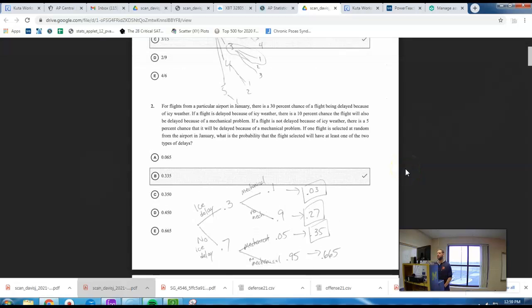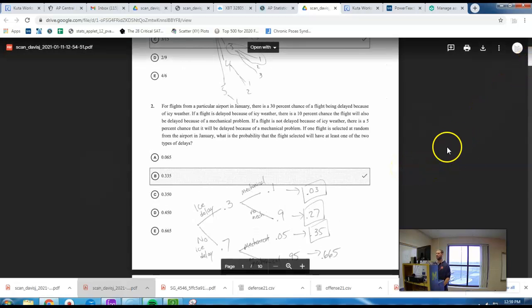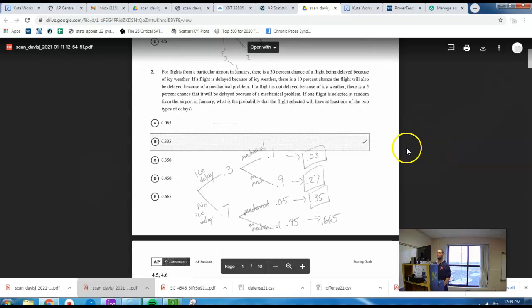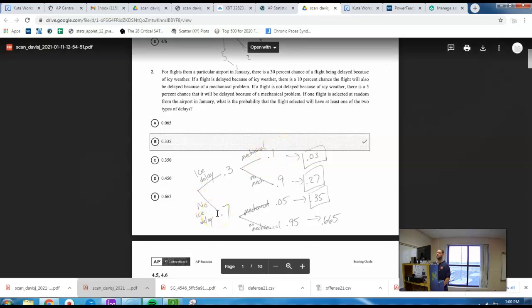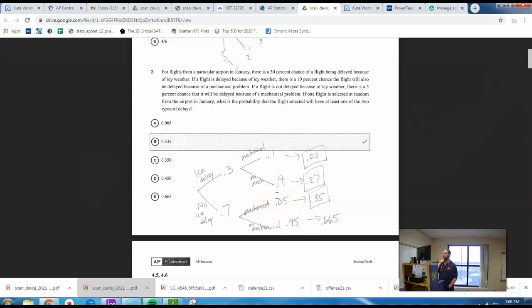Number 2, so these trees become a pretty helpful tool as you're going through these. So you get this, like, if this happens, then this, but if this happens, then this. So if there's an ice delay, there's a 10% chance of a mechanical issue. If there's no ice delay, there's only a 5% chance of a mechanical issue. So they're not independent events anymore. I can't just multiply them together. I have to make a tree and kind of put things where they go.